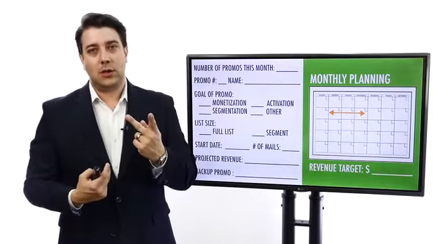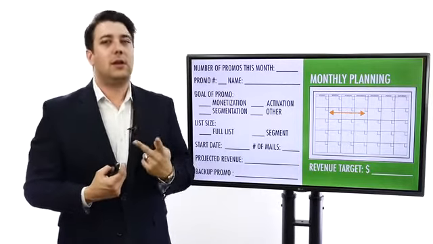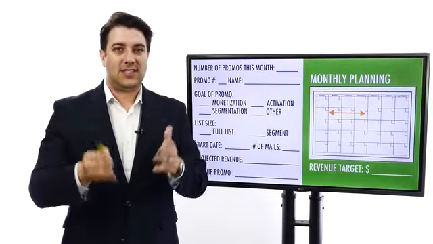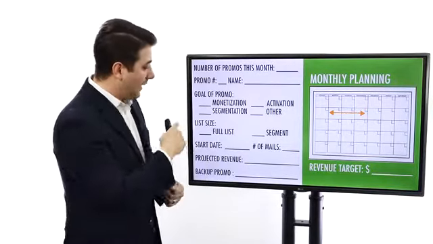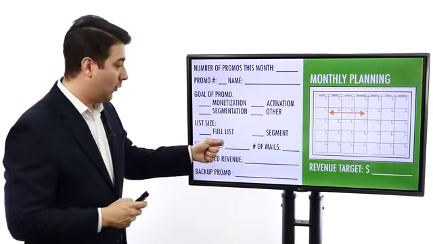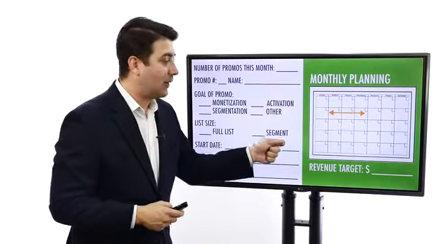Maybe you only have 2, right? 2 is a really good number of promos to run unless you have a very diverse, segmented list. So if we're going to run it to the full list, we're going to put that here. Start date, when are we going to start it? How many mails are we going to send?